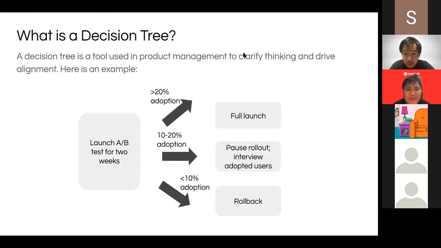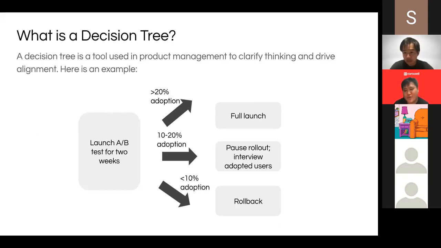Okay. So what is a decision tree? This is the topic of today. You have a standard definition up there, but the really interesting thing about decision trees is that typically you just have to draw one and people are like, oh, that's what decision trees are. So here's a very simple example. Launch an A/B test for 2 weeks. If you get more than 20% adoption, full launch. With 10 to 20% adoption, pause the rollout, figure out what went wrong and what went right, then iterate. And with less than 10% adoption, rollback. It's very clear that all the possible scenarios are in here, and this is a very simple decision tree.